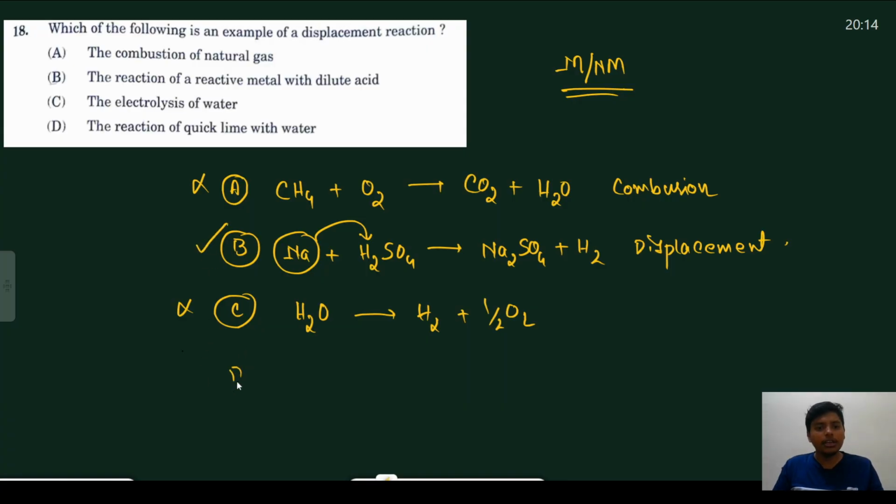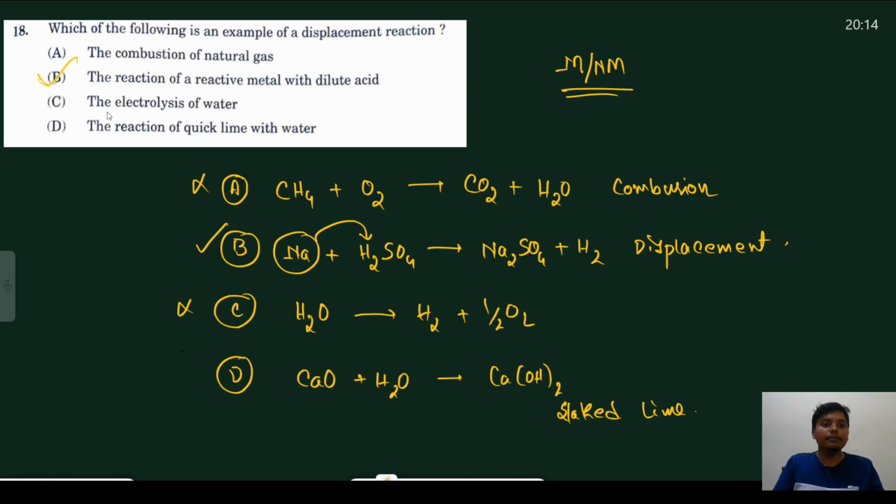Now if I am talking about D, you should know about it too: the reaction of quick lime with water. What do you mean by quick lime? Quick lime is nothing but calcium oxide, and when it reacts with water, it gives calcium hydroxide, which is also known as slaked lime. That is very important for your next exam. Clear? So the correct answer is B.